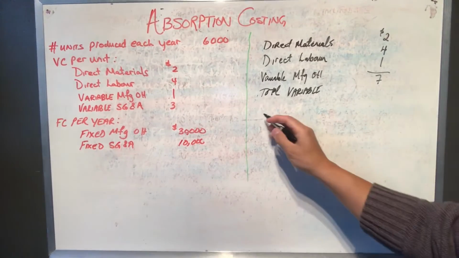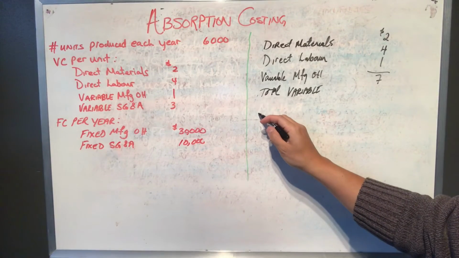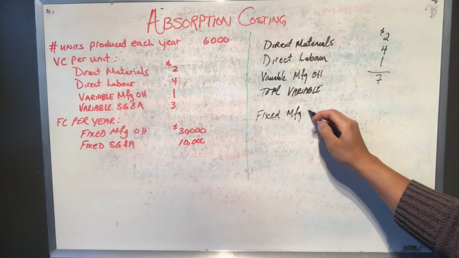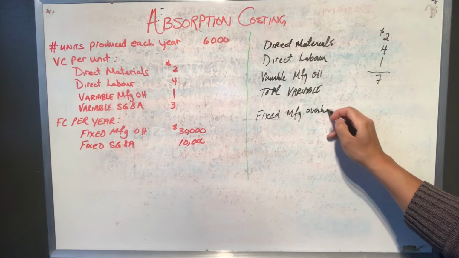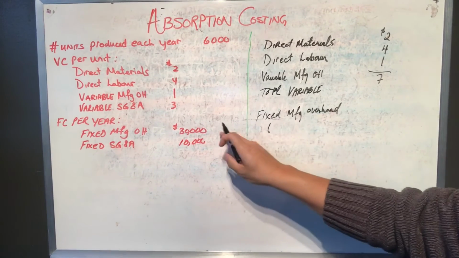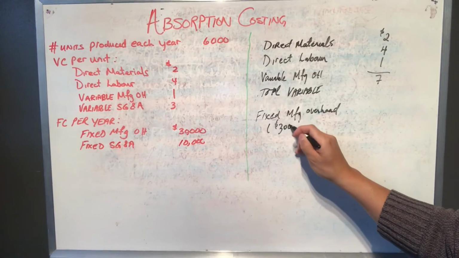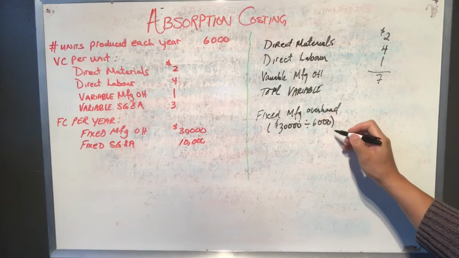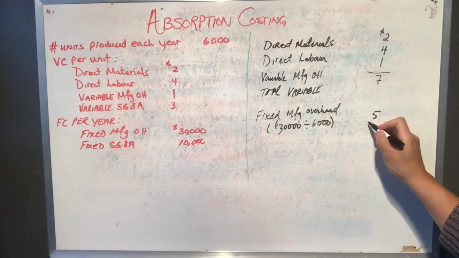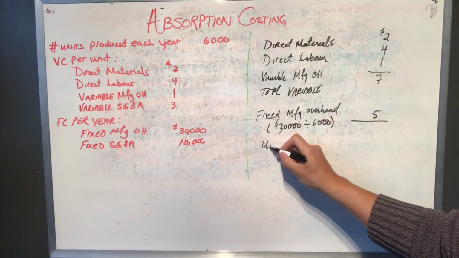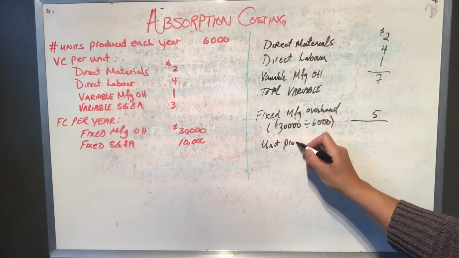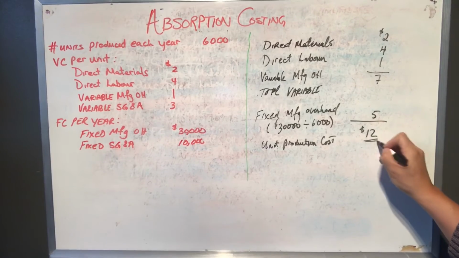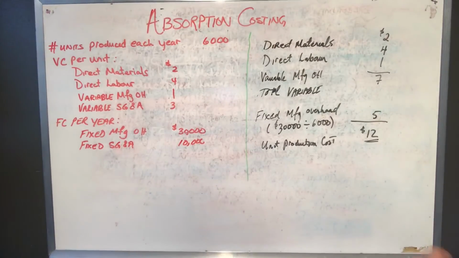Now, to calculate that on a per unit basis, let's just write this down, fixed manufacturing overhead. We would have to take the total for the whole year of $30,000 divided by the total number of units produced of 6,000 units. So that would yield $5 per unit. So the unit production costs would therefore be $12 per unit under the absorption costing method.